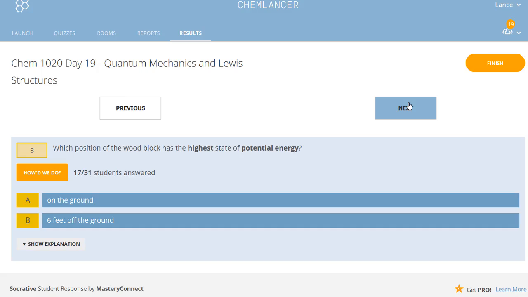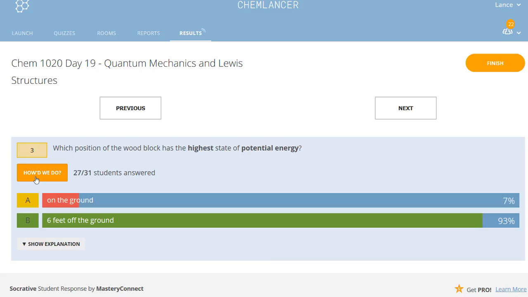So which position do you think has the highest state of potential energy? Get your answers locked in. We'll look at them and count down. 5, 4, 3, 2, 1. Correct answer is 6 feet off the ground.